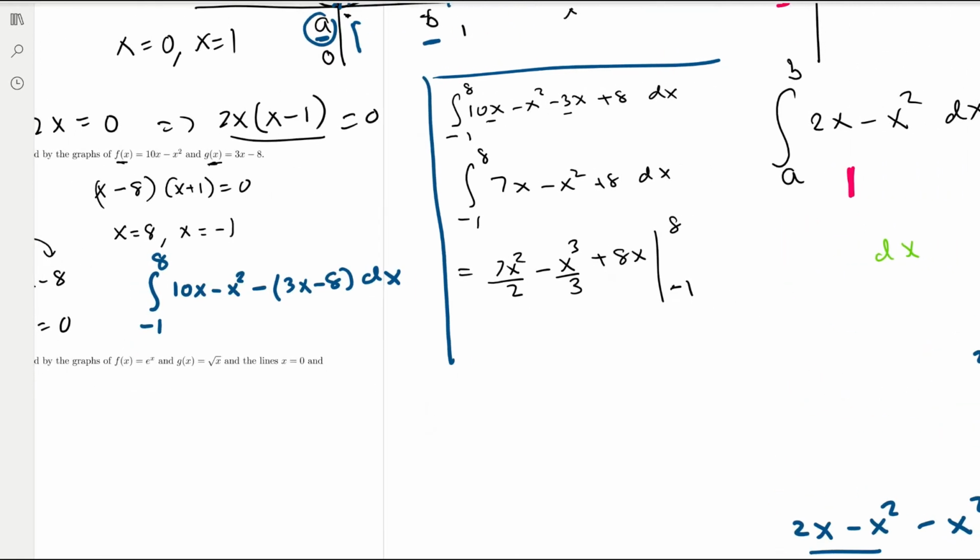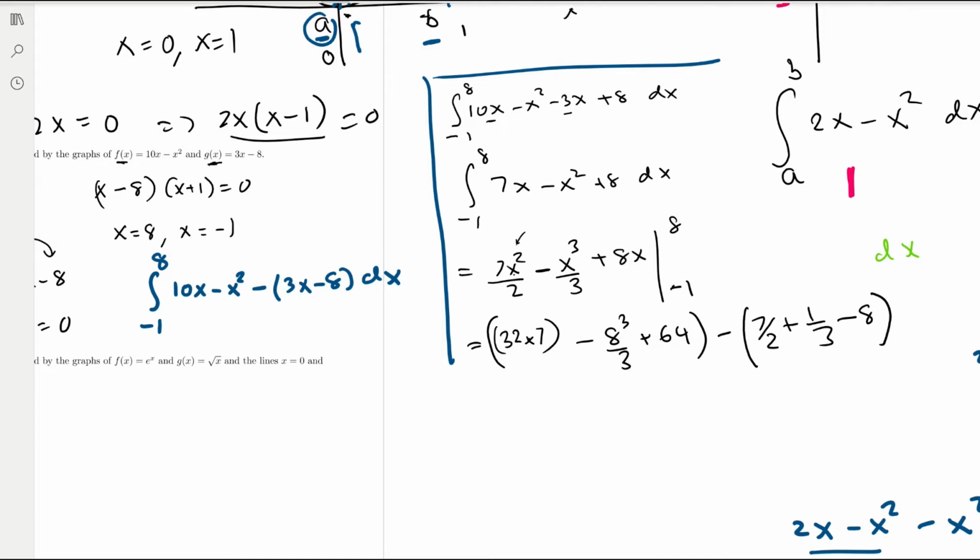So here, if I substitute 8, 8 squared is 64, so 64 over 2 is 32. So this is 32 times 7, minus 8 cubed over 3, plus 8 times 8, which is 64. That's what you get by substituting 8. Minus, now you need to substitute negative 1. Negative 1 squared is 1, so this is 7 over 2. Negative 1 cubed is negative 1, so this is plus 1 over 3, because that negative and this negative make a plus, and then 8 times negative 1 is negative 8. Now you have to simplify these to get the answer. If I simplify, I get 121.5.